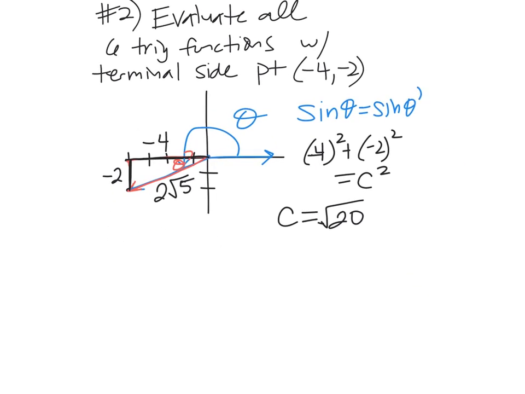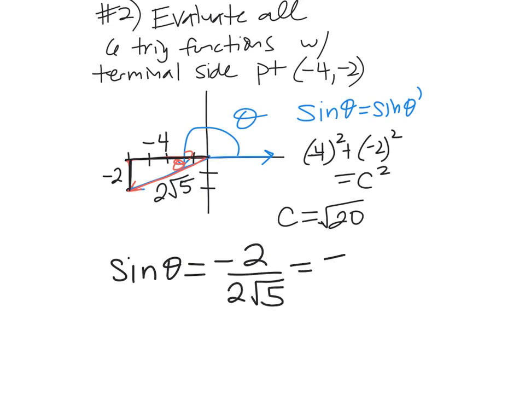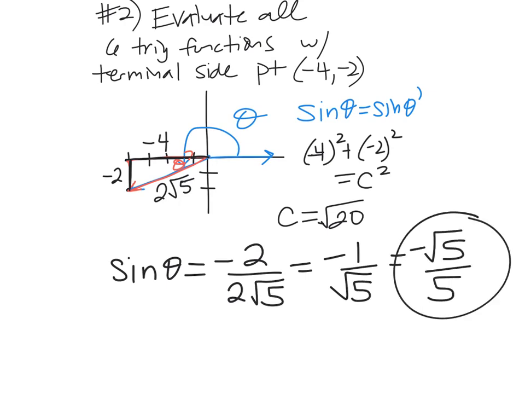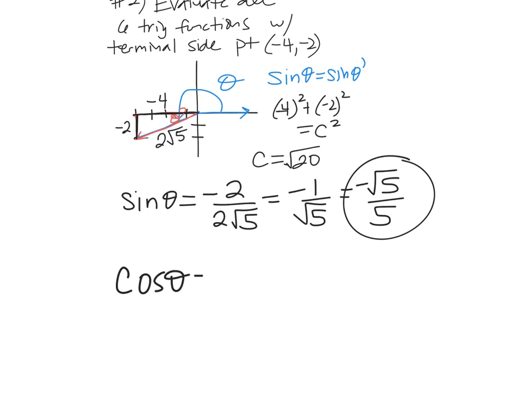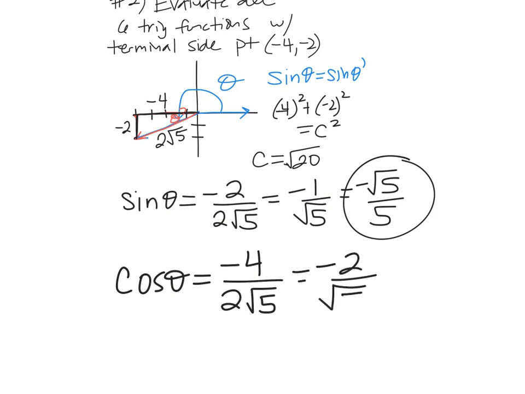We have what we did last night. So if you find the sine of theta, it's really the sine of theta prime, but still the same thing as sine of theta, you're going to do opposite over hypotenuse. So you get -2 over rad 20... that is, -1 over rad 5, which is negative rad 5 over 5. That would be the sine of theta. All right, the cosine of theta is going to be -4 adjacent over hypotenuse, which is -2 over rad 5, which is -2 rad 5 over 5.